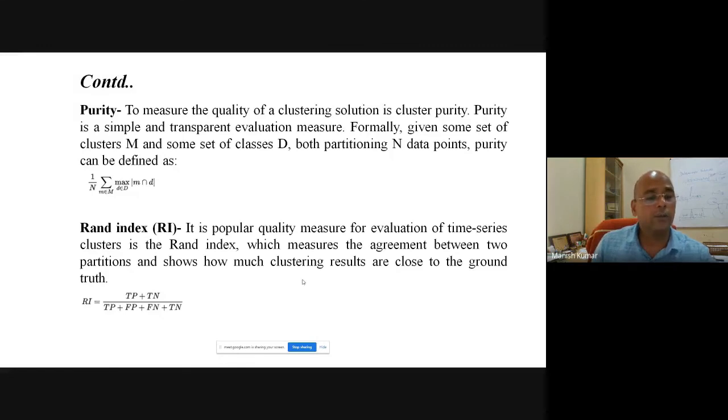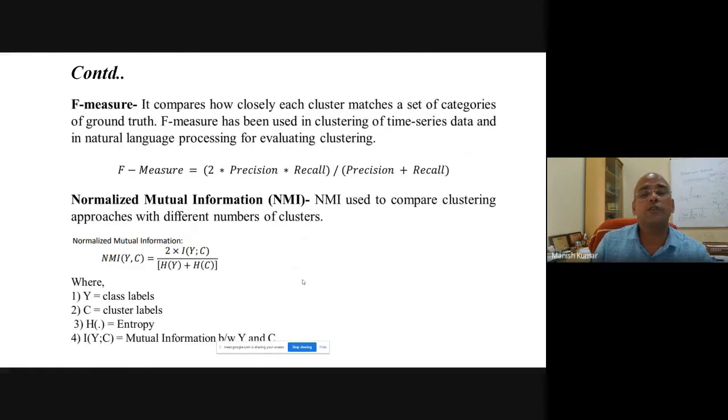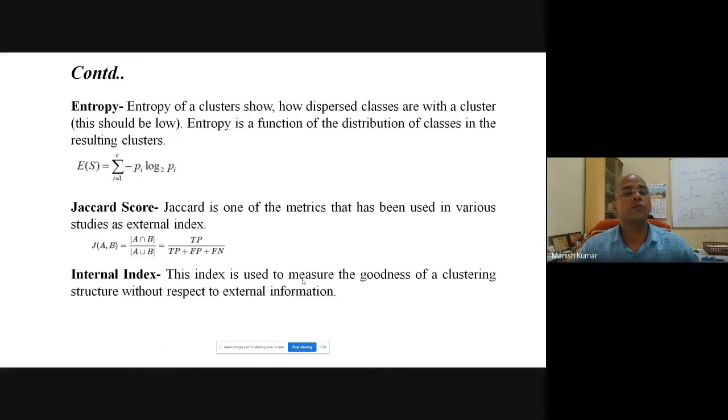Then Rand index can be defined in terms of true positive plus true negative, over true positive plus false positive, false negative, and true negative also. So there is a set of formulas. F measures could be defined in terms of precision and recall. Normalized mutual information could be defined as this formula where Y is the class label, C is the cluster label, H is entropy, whereas I is the mutual information, that is, the information content of Y and C.